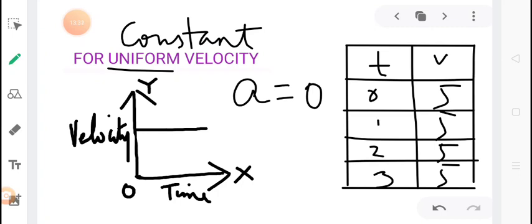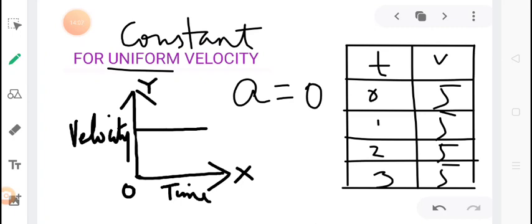So this particular graph you might be asked in two different ways. Either draw a velocity versus time graph to represent uniform velocity, uniform motion, an object moving with a constant velocity, or draw a velocity versus time graph to represent an object having zero acceleration. So acceleration is obviously equal to 0 when velocity is uniform, velocity is constant. So acceleration is equal to 0 in this case.